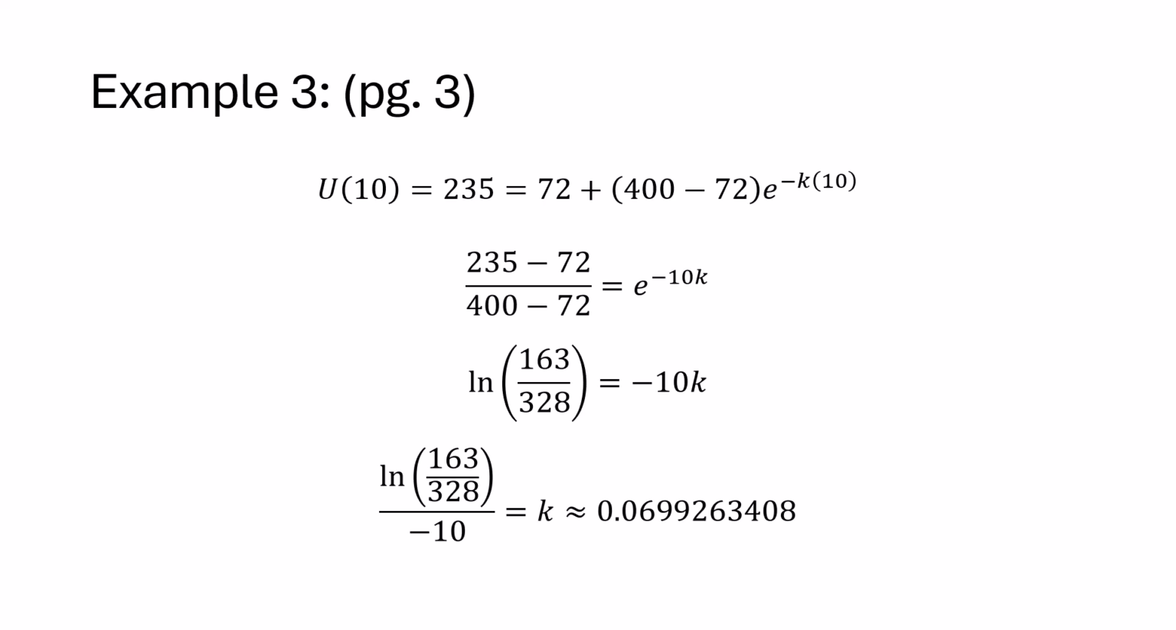We solve the exponential equation: 235 is equal to 72 plus 400 minus 72, that difference, times e to the negative k times 10. Remember, after 10 minutes, the temperature was 235 degrees. So we isolate the exponential, remove the exponential with the natural logarithm, and then divide both sides by negative 10, and we get k to be about 0.0699. Now, I'm not going to round this value because this is not what we're looking for. We are looking for a time to wait, so I want to keep my answers as precise as possible.